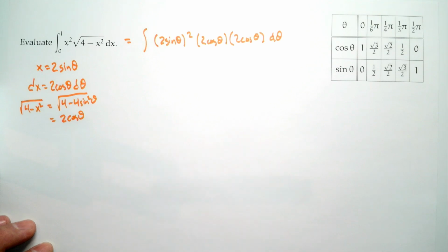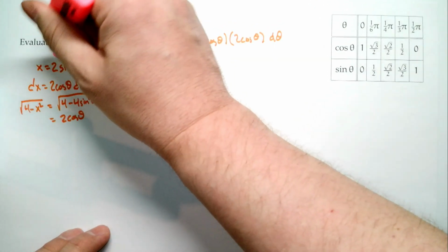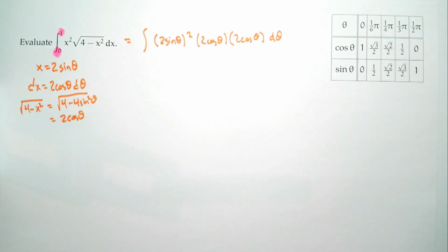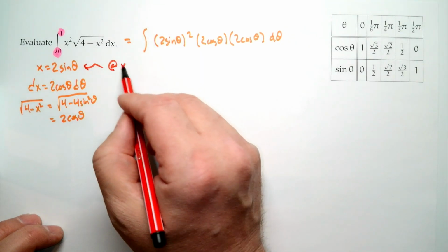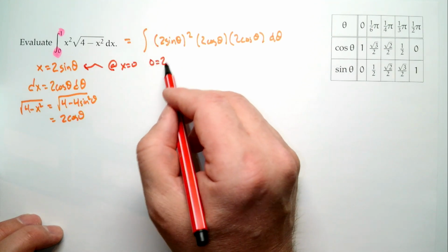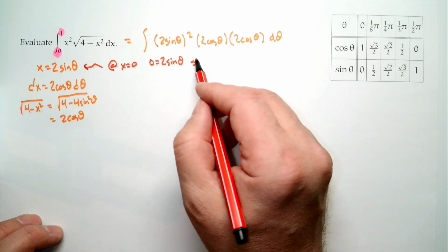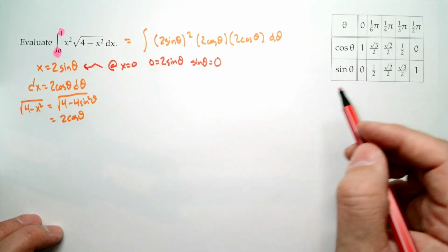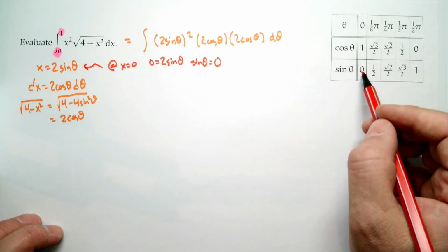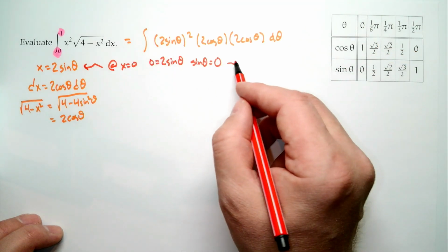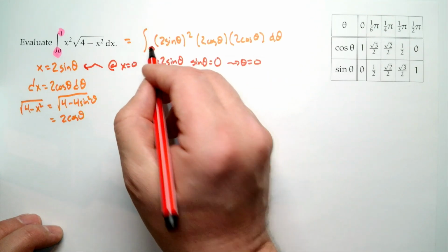Is there anything else? Yes, there is. We've got to handle the bounds, 0 and 1. These are our x bounds. So how do we update the bounds? We use our relationship. At x equals 0, we get 0 equals 2 sine theta, so sine of theta needs to equal 0. They gave us a chart. When does sine of theta equal 0? There it is, at 0. So theta equals 0. That's our lower bound.